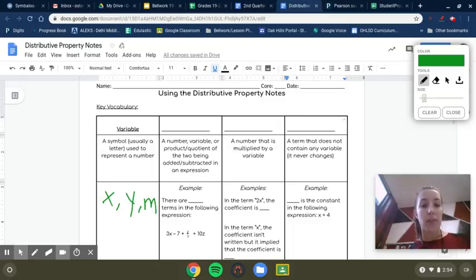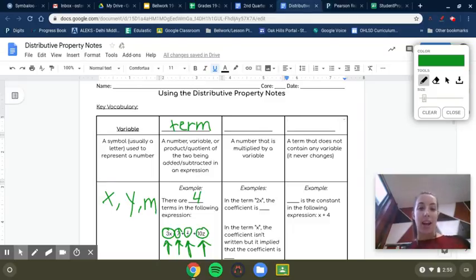Okay, the next vocabulary word that you need to know is term. A term is a number, a variable, or a product or quotient of the two being added or subtracted in an expression. Here is an example. There are 4 terms in the following expression: 1, 2, 3, 4, because there are 4 things being added, subtracted, multiplied, or divided together. If you want, you can even circle each one. Those are the things that are being added and subtracted together in an expression. Okay?